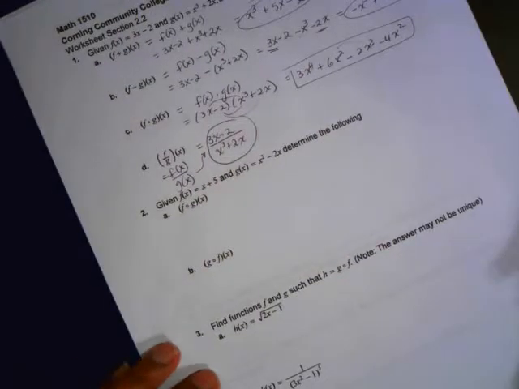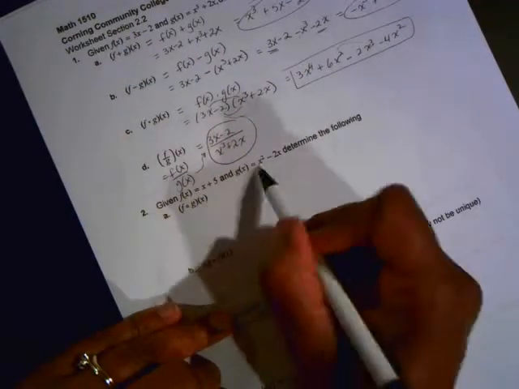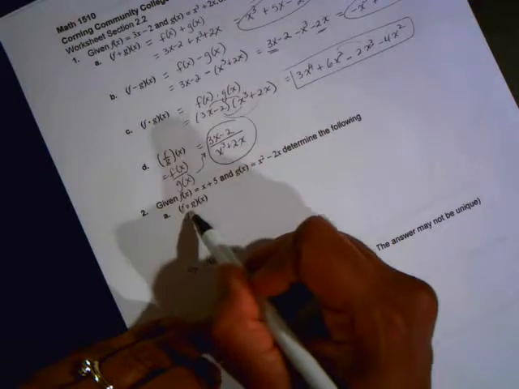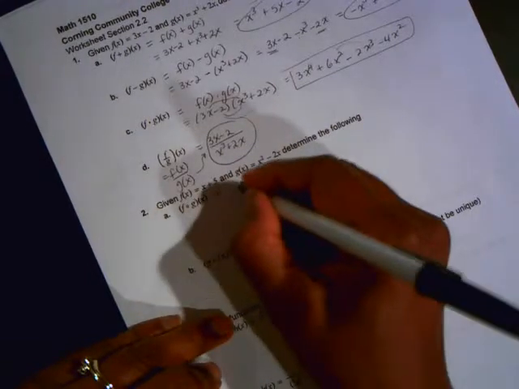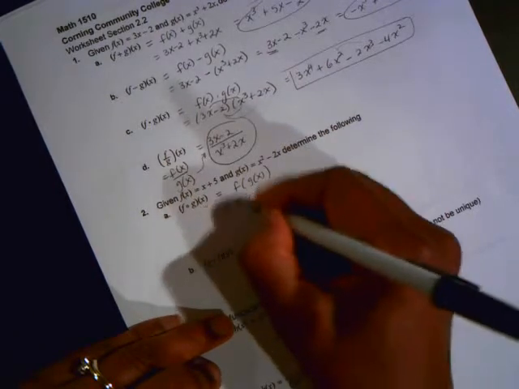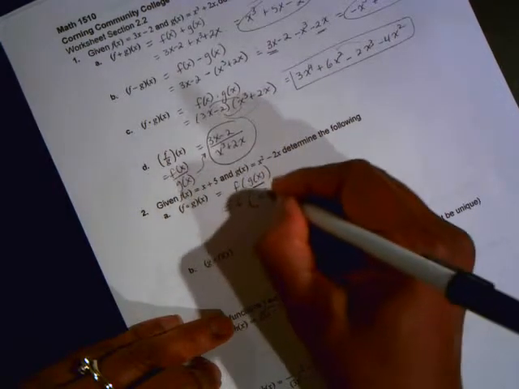In the next problem, you're given two functions again. This is linear, this is quadratic, second degree. Determine f o g, f composed with g at x. And what this means is it's f of g of x. So it's f of g of x, where g of x is x squared minus 2x.